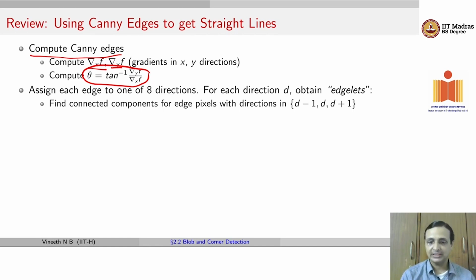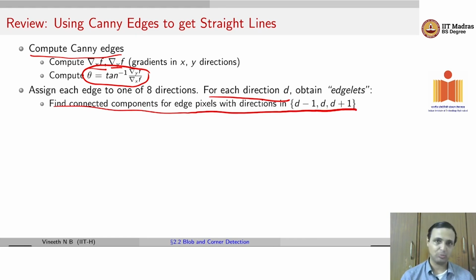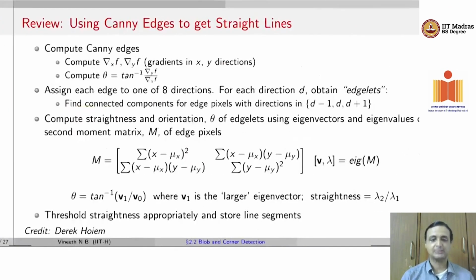And for each of these 8 directions, let's call one of those directions D, we obtain what are known as edgelets. And what are edgelets? Edgelets are connected components of edge pixels with directions in D-1, D, and D+1. So you have 8 possible directions that you bin all your edge orientations into, and you take one of them and connect it with edges with orientation D-1 and D+1. So you get a set of what are known as edgelets.